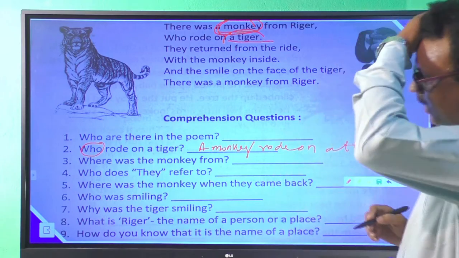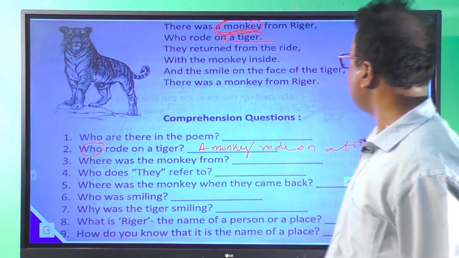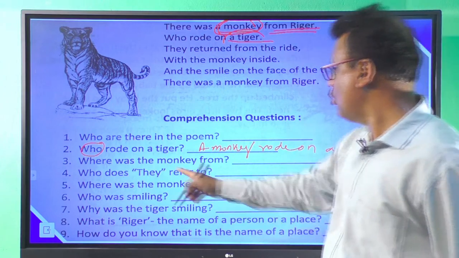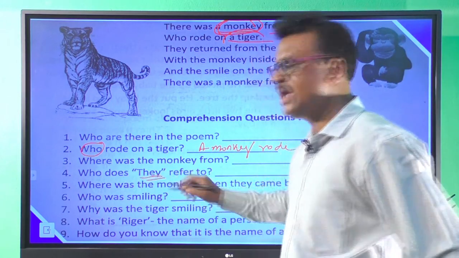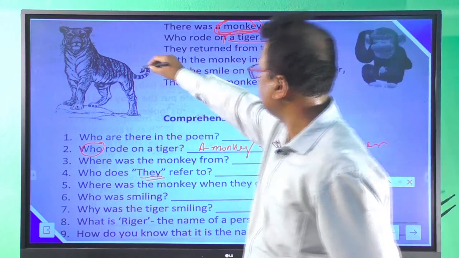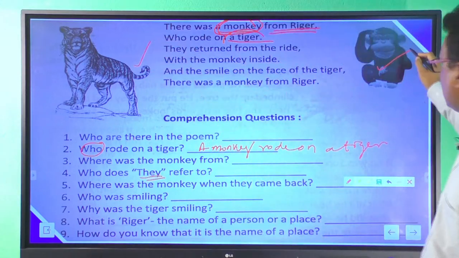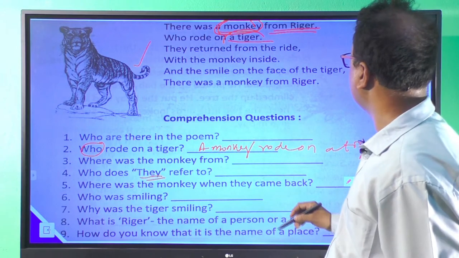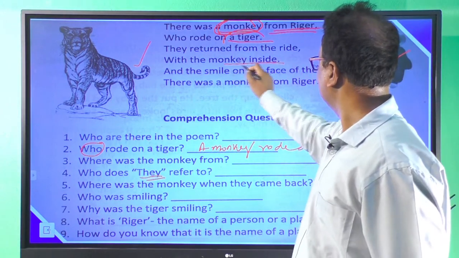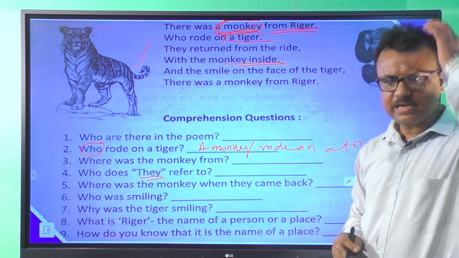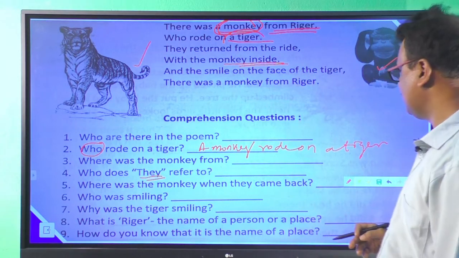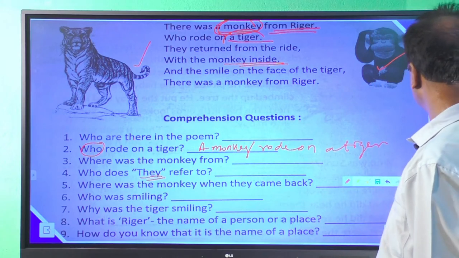isn't it? So you can write, where was the monkey from? The monkey was from Raigarh. Who does they refer to? They is plural. They means the tiger and the monkey. Where was the monkey when they came back? Inside. It was inside the tiger, isn't it? That is a known poem of yours. You can read and practice it in this way.